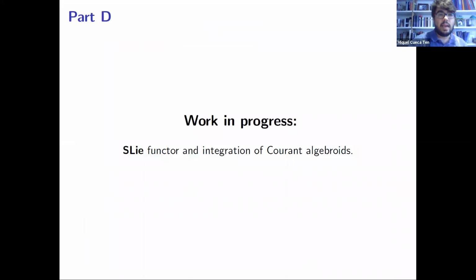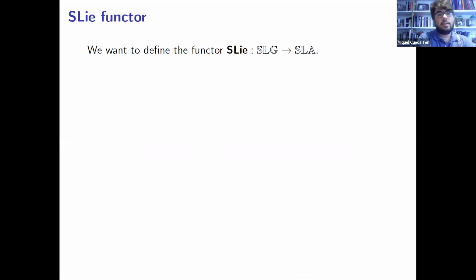Okay, and then just to finish, I want to comment on this work in progress part, on this S-Lie functor and the integration of Courant algebroids. So recall that up to now, Chen and Sen defined these Stacky Lie groupoids, and right now we defined these Stacky Lie algebroids, and we want to see if there is some Stacky Lie functor relating both categories.